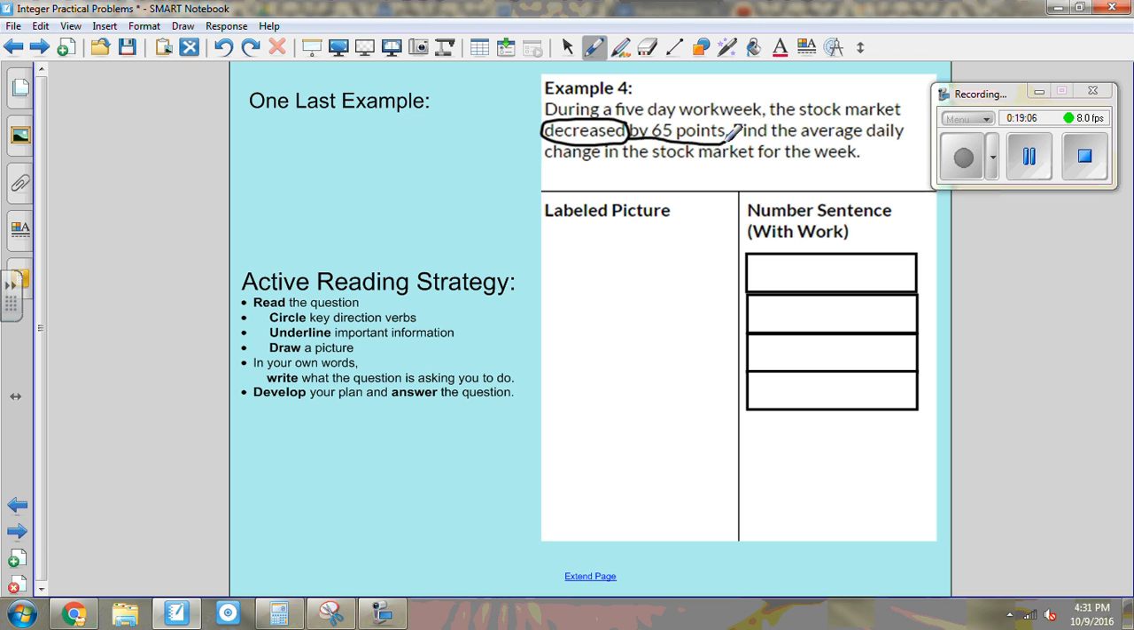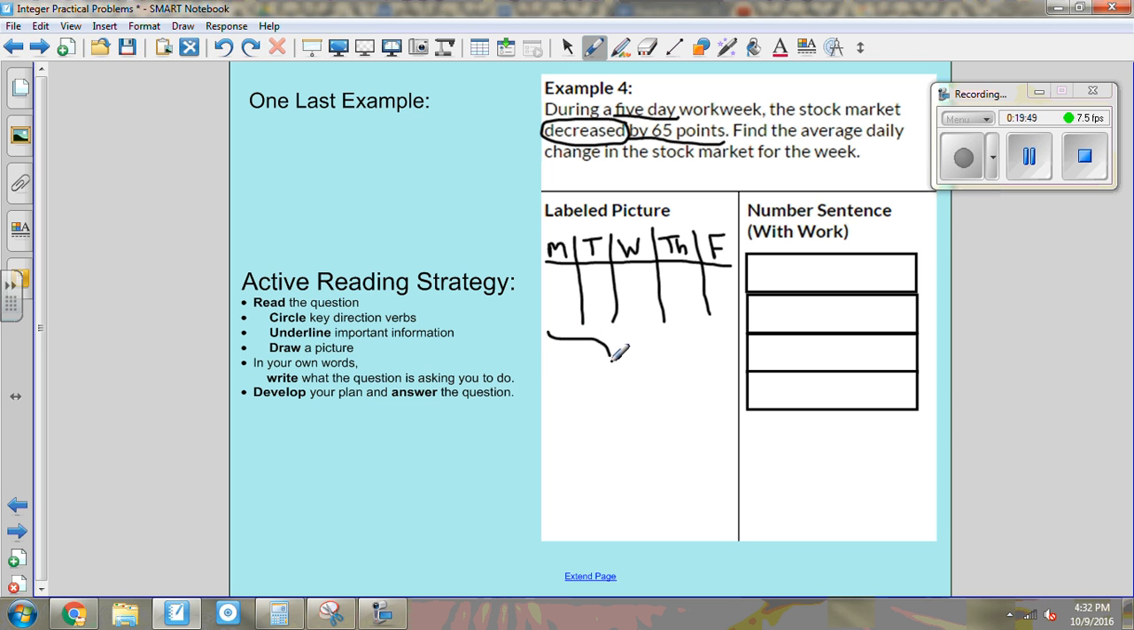That's 65 points. Another piece of information that I need to know is that it is a 5-day work week. So over 5 days, how much did it decrease each day? So as I've already circled, I've already underlined, I'm ready to draw that picture. So whenever I think about days, I kind of think about a calendar. So I've got Monday, Tuesday, Wednesday, and remember this is just a 5-day week, so I'm going to end it Friday, Thursday, and Friday.